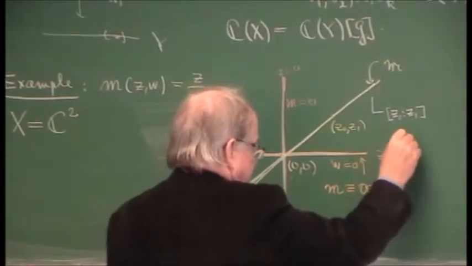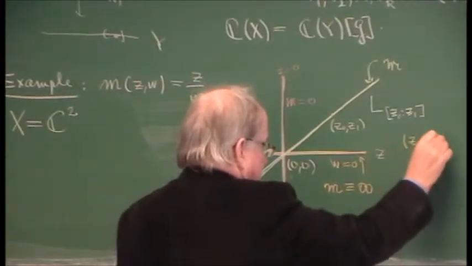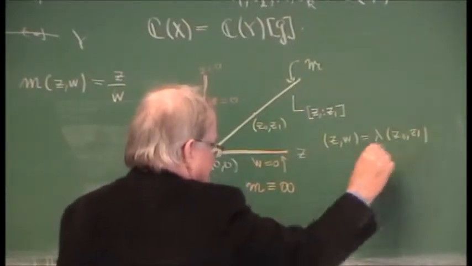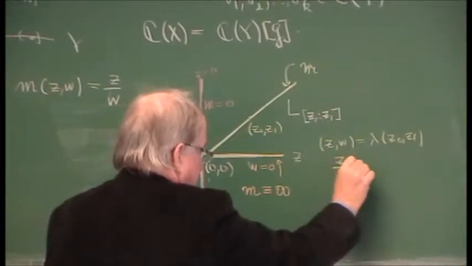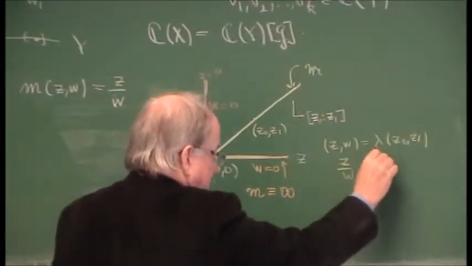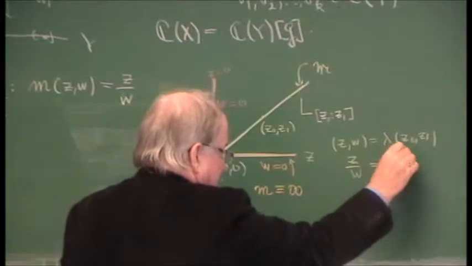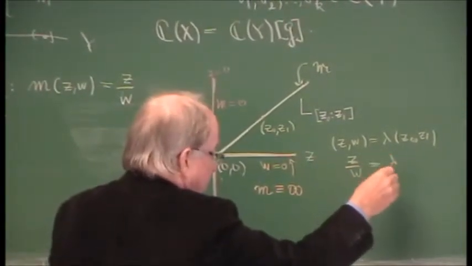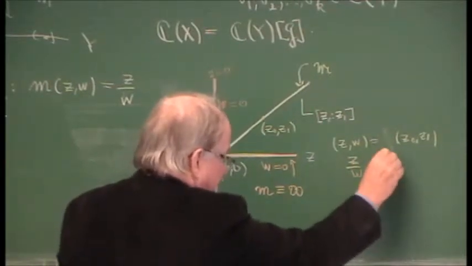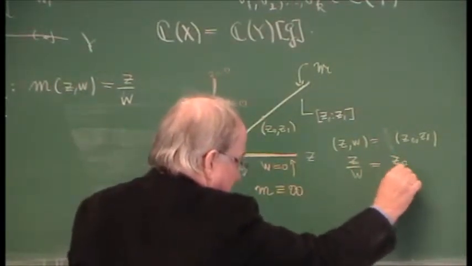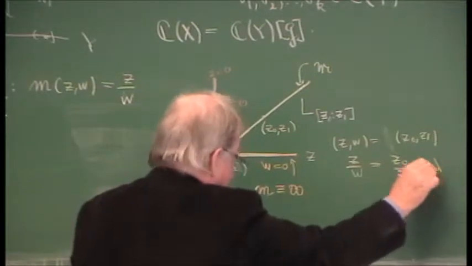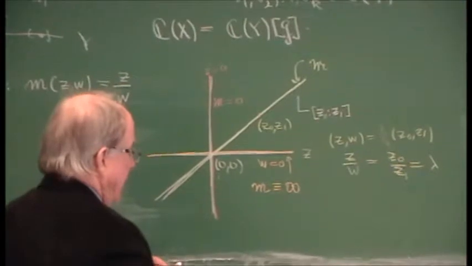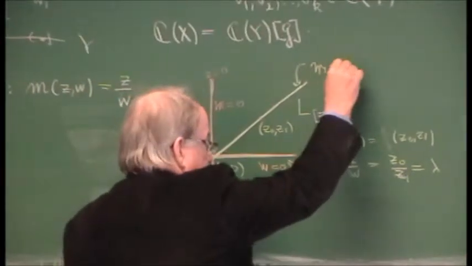So this is Z0 equals lambda times Z1. That means Z over W equals lambda times, oh no, I'm sorry, equals that, and that equals Z0 over Z1, and that's lambda in the previous notation, the slope of the line. Okay? So on here, I'm going to define it as Z.